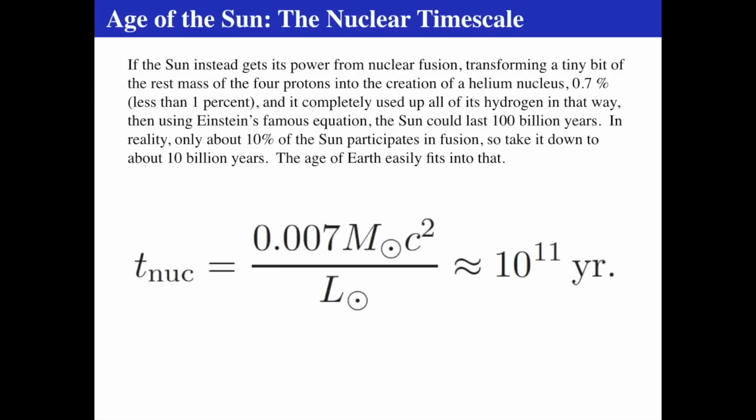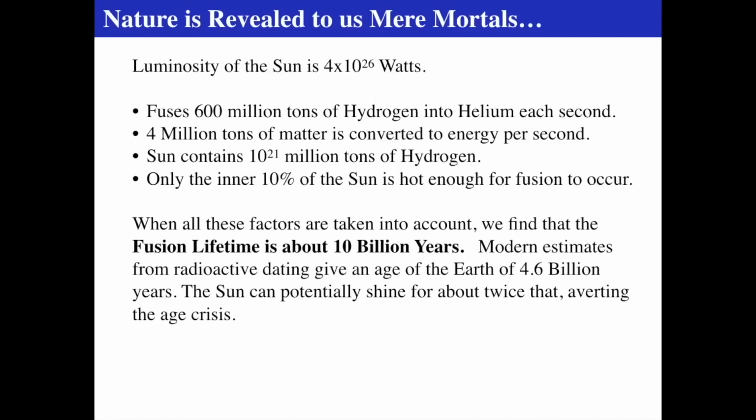The total age of the sun can be about 10 billion years, and the age of the Earth fits into that. We know the age of the Earth from meteorites and other things to be about 4.5 billion years, so the total age of the sun is much longer than the age of the Earth. Nature is revealed to us, mere mortals, because it's just an amazing amount of stuff. 4 million tons of matter is converted into energy every second. Turned into energy, completely gone. The mass becomes energy. And modern estimates of radioactive dating give about 4.6 billion years.